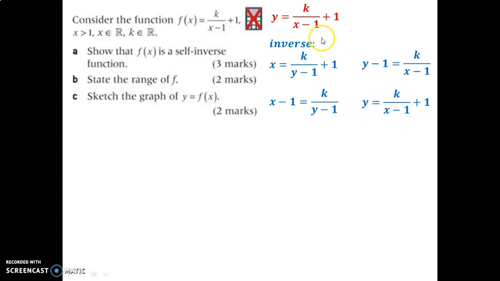So this is our inverse, this is our original, and we can confirm they're the same. So this function is a self-inverse. The inverse of it is the same as the original. Okay, let's go to the next part. It says state the range of the function.